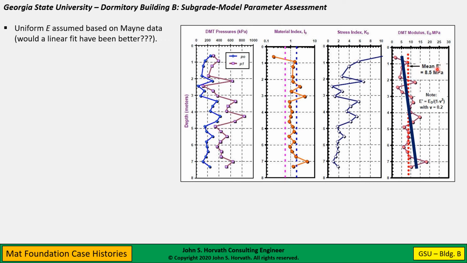Mayne used a closed form theory of elasticity solution. If I were to do it over again, I'd probably also look at a linear increase in modulus with depth. I think one could fit a straight line through these data to find a slight trend of increasing modulus with depth. I don't think in this case it would have a lot of impact on the outcome, though.